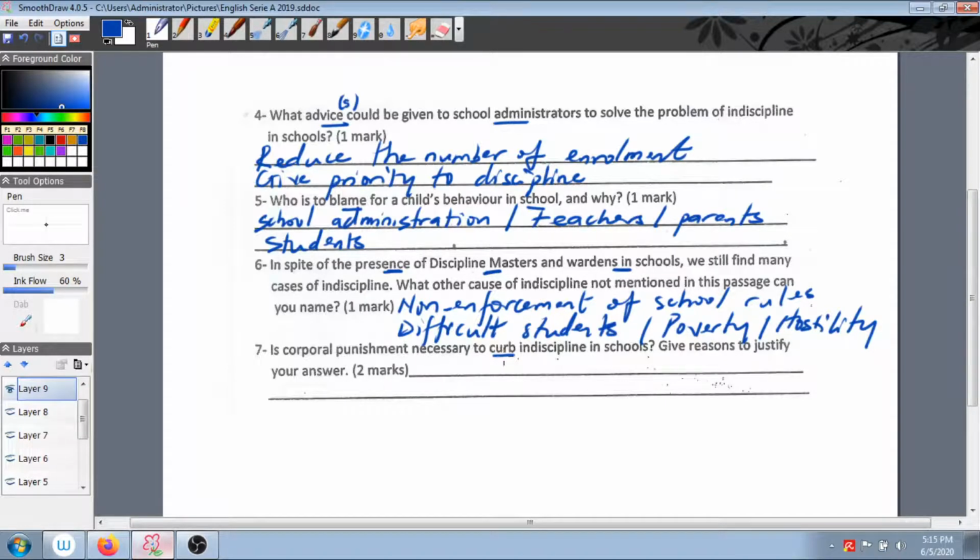Is corporal punishment necessary to curb indiscipline in schools? Est-ce qu'il est nécessaire de punir physiquement les élèves pour réduire l'indiscipline dans les écoles? Give reasons to justify your answer. Okay, so here we have reasons. Reasons means 2 or more. Okay, I also see 2 marks, so maybe. Okay, let's see. In case I say yes, corporal punishment is necessary. Why is it necessary? What makes corporal punishment necessary?